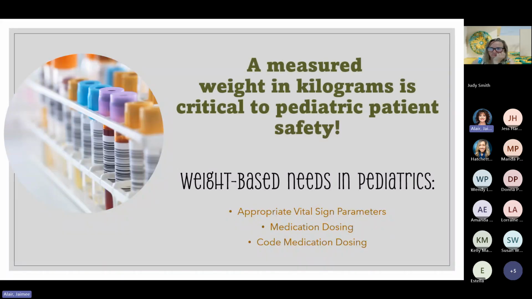In pediatrics, the most critical thing when considering care for a child is getting an accurate weight in kilograms. Everything is based off of the weight, so the vital sign parameters, medication dosing, all the code meds. And so getting an accurate weight in kilos is important. Pediatric readiness actually recommends to get rid of all pound-based scales and options on scales to prevent accidental weights in pounds versus kilograms.